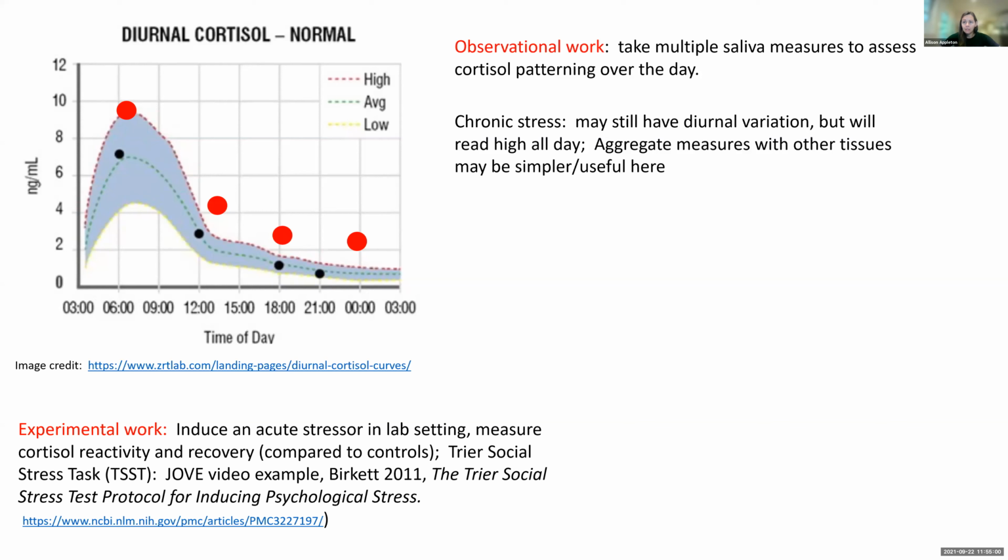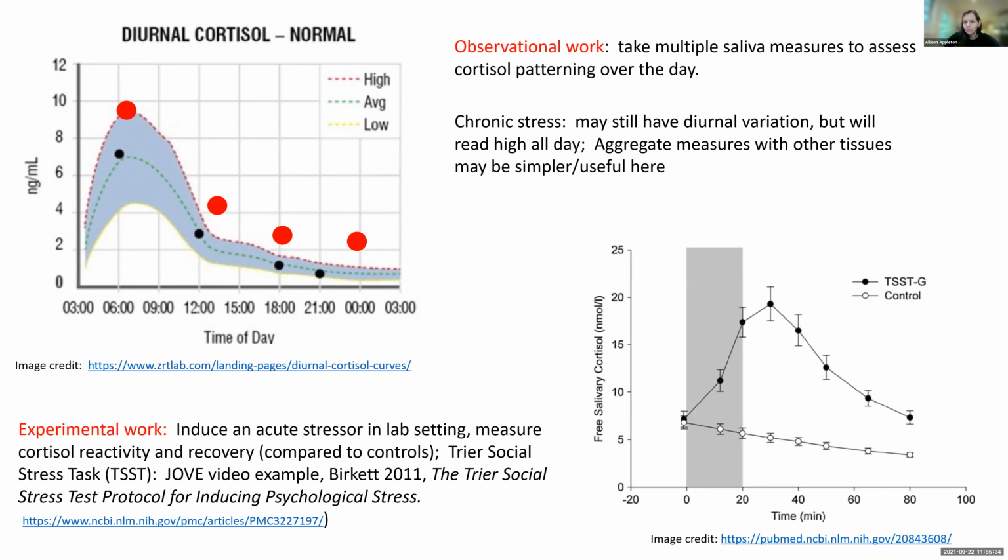Contrast that with an experimental setting where you can induce a stressor in a laboratory, so you can measure cortisol reactivity and recovery in response to stress and compare them to controls. One way we can induce stress in a laboratory-based setting is with the Trier Social Stress Test. I have a citation here to a JoVE video that shows how you can do that. It's one of the standard tools that folks use in psychology to stress people out in the laboratory and compare the stress responses to controls over time.